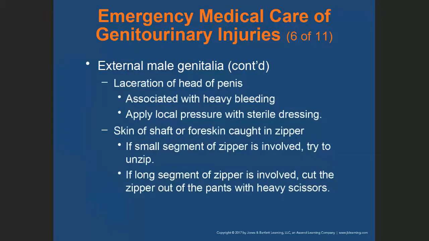Still on the male genitalia injuries, for laceration of the head of the penis associated with heavy bleeding, apply local pressure with a sterile dressing. For skin of the shaft or foreskin caught in the zipper, if a small segment of the zipper is involved, try to unzip. If a long segment of the zipper is involved, cut the zipper out of the pants with heavy scissors.